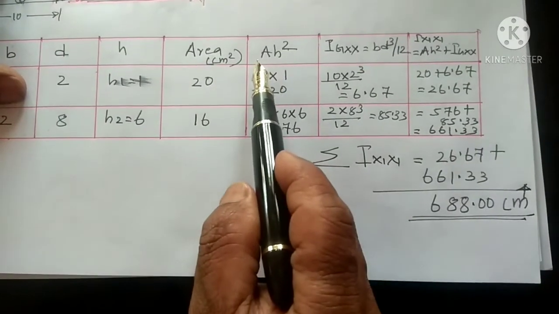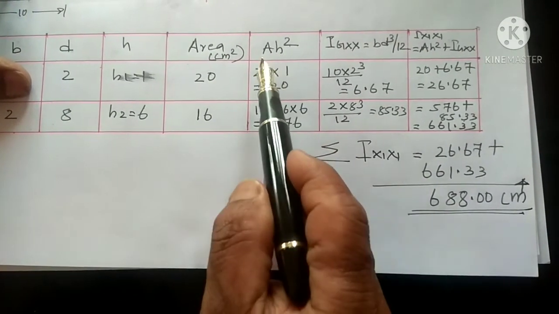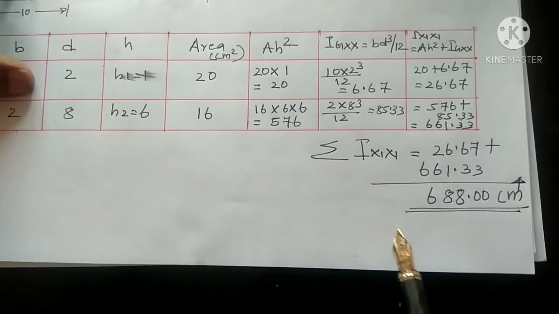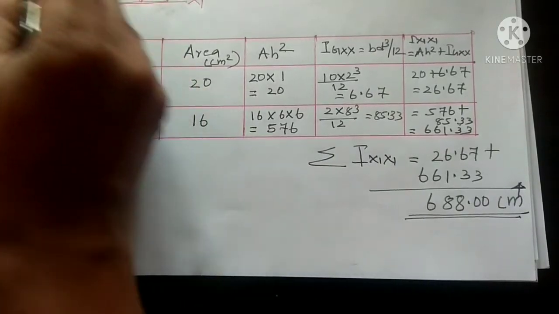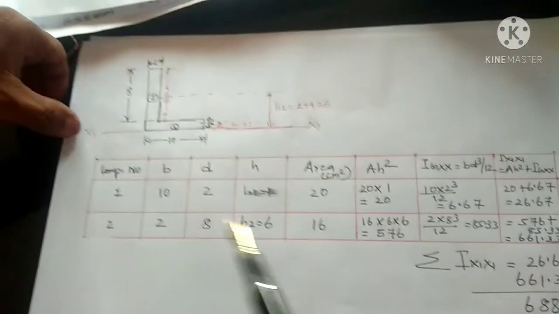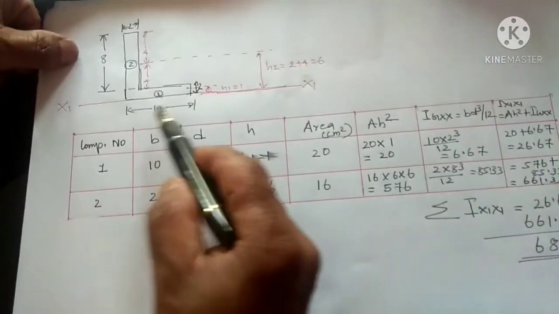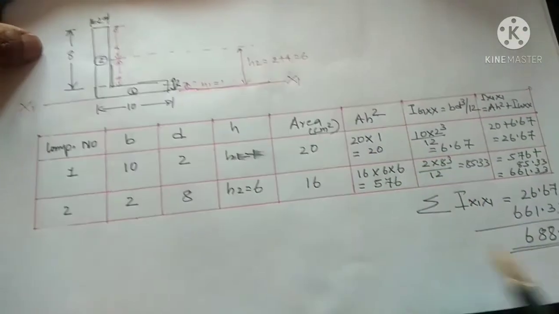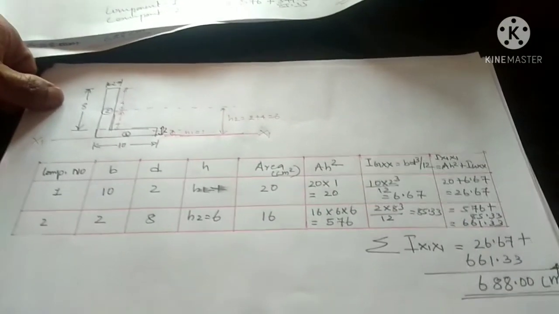Regarding AH square, A is centimeter square, H square is also centimeter square. Therefore, it is centimeter raised to 4. Therefore, the unit of moment of inertia is centimeter raised to 4. Therefore, the moment of inertia of this section about the reference axis, IX1X1, is equal to 688.00 centimeter raised to 4.